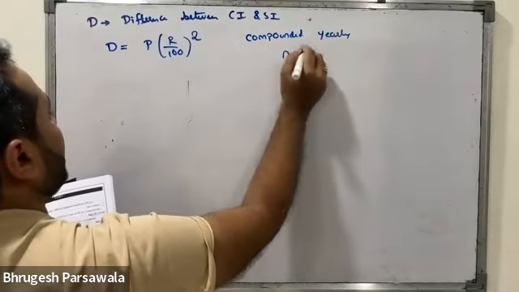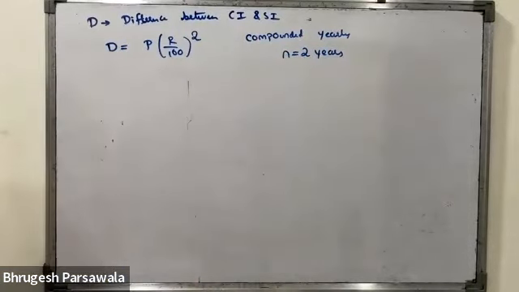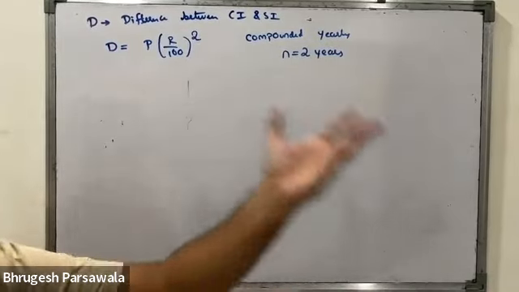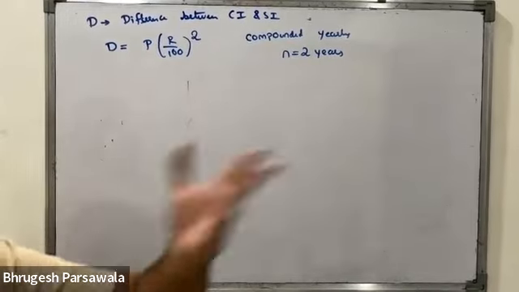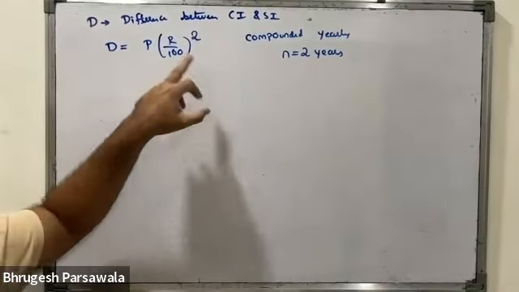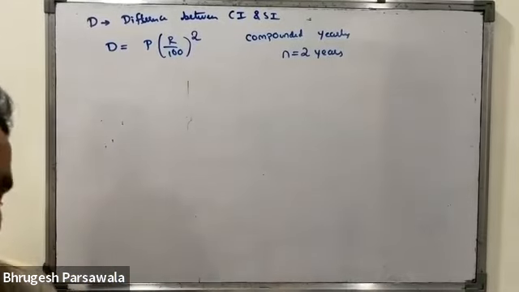and for 2 years only. If they ask for 3 years, this formula will not work. Then in such cases you have to solve CI separately, SI separately, and then subtract. That's why I told you they won't ask this in the exam, but if they do, you have to do it separately. But if you remember this formula, your calculation will be done in a fraction of seconds, very easily, very fast.